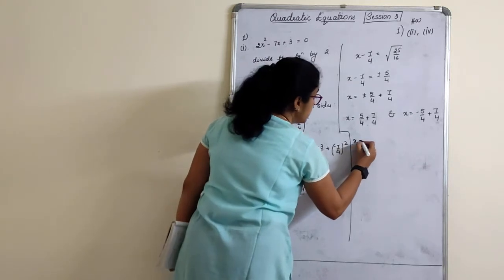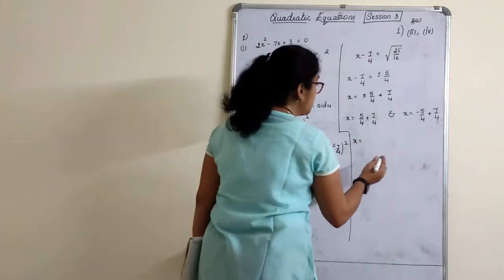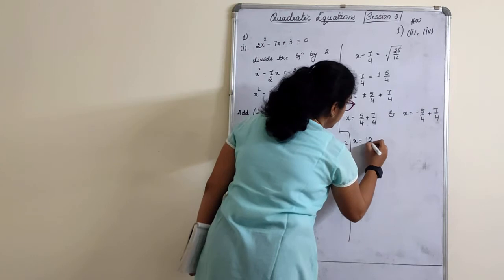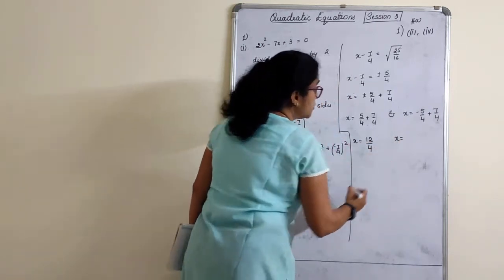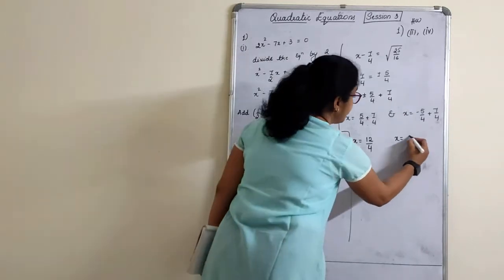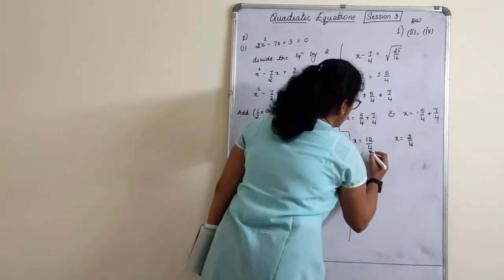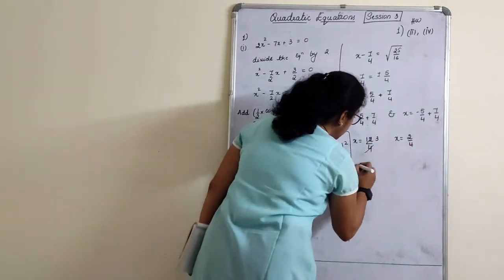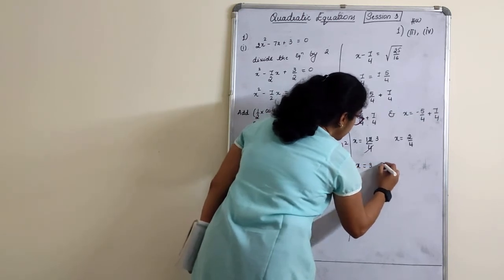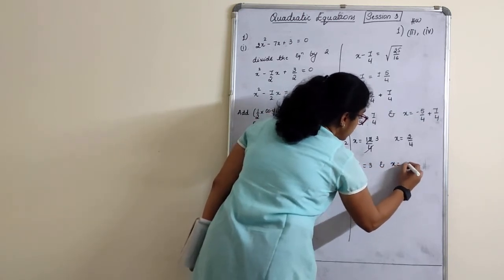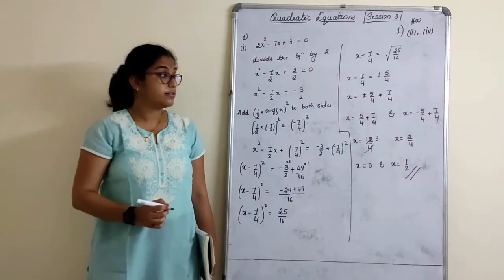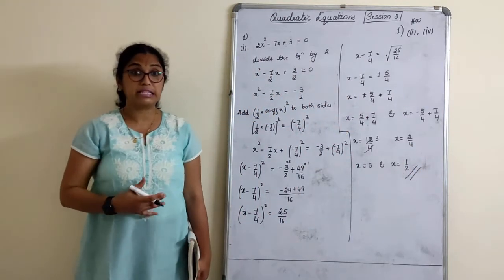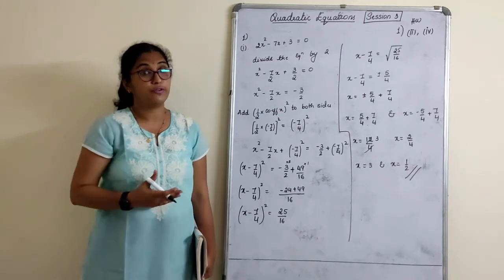So here x is equal to 7 plus 5 is 12 by 4, and here x is equal to 7 minus 5 is 2 by 4. So 4 threes are 12, x is equal to 3, and x is equal to 1 by 2. These are the two answers we get. Of course the method is lengthy, but this is how you have to solve it.